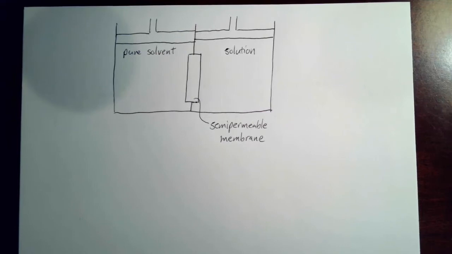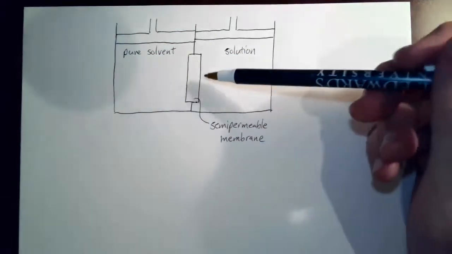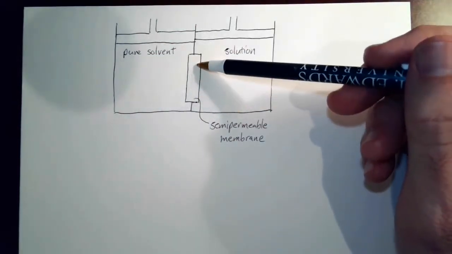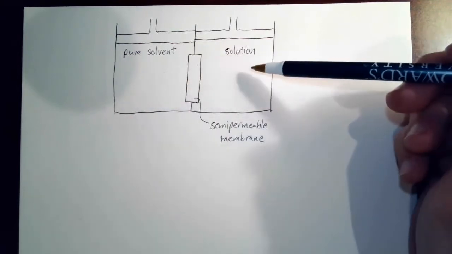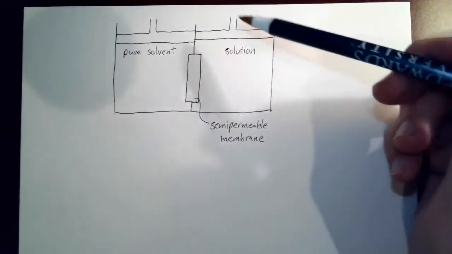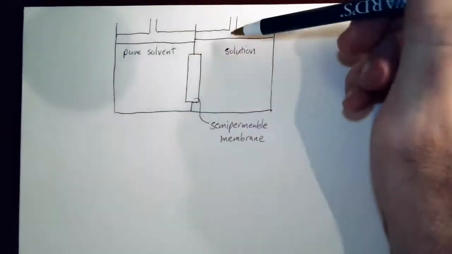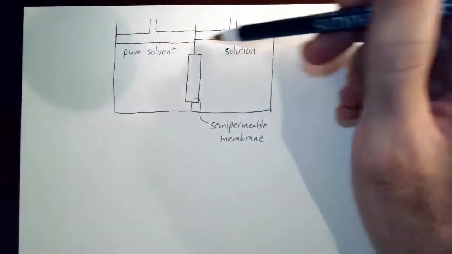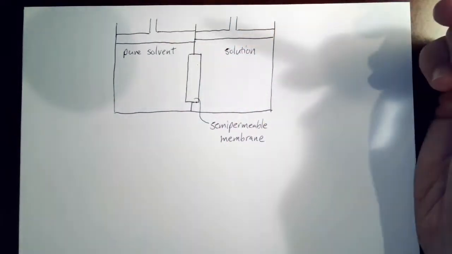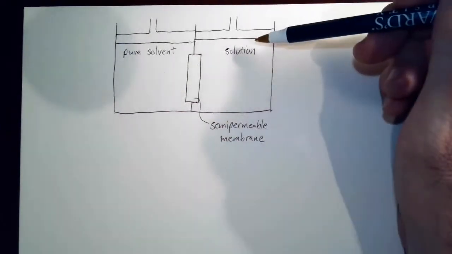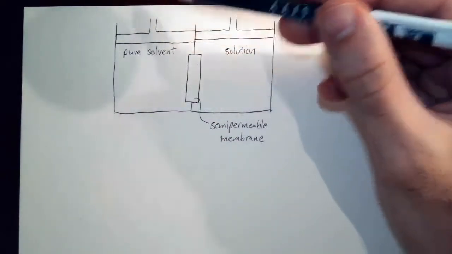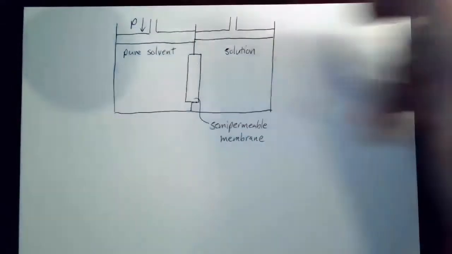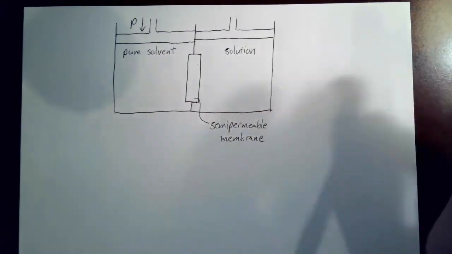So here's a diagram of a setup that illustrates osmotic pressure. So we have our semi-permeable membrane here in between the pure solvent and the solution. And the pure solvent and solution are each in a cylinder with a piston so that we can change the pressure on the solution. Over here, the pressure acting on the solvent is going to be the atmospheric pressure P. So the atmospheric pressure P is going to push down.